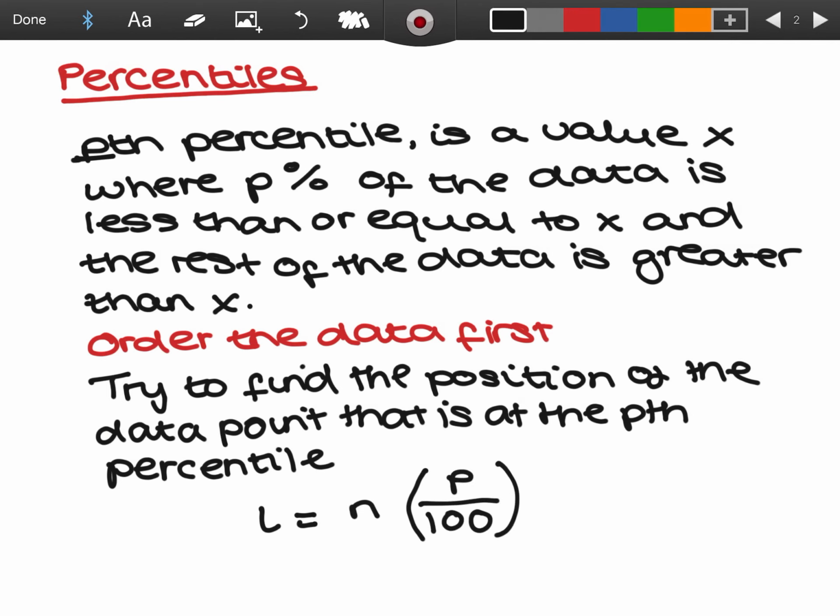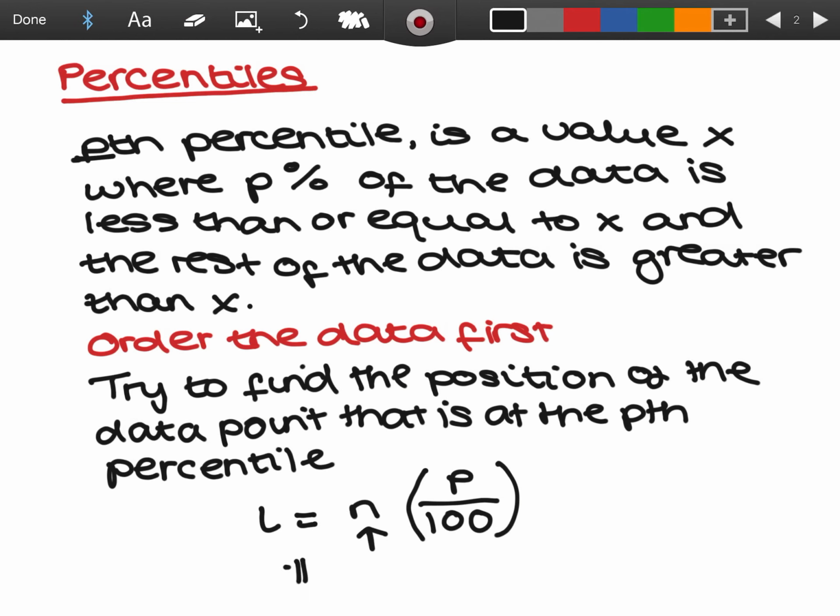Okay, it's not a very long formula, but all you have to do to find the location of the pth percentile, let's say I'm looking for the location of the 20th percentile, that means at that particular point, 20% of my data is less than or equal to that data point, and 80% of my data is greater than it. All I do is I take my number of data points that I have in total.